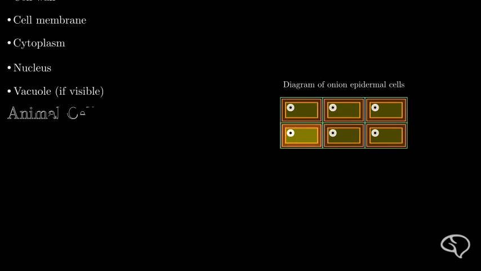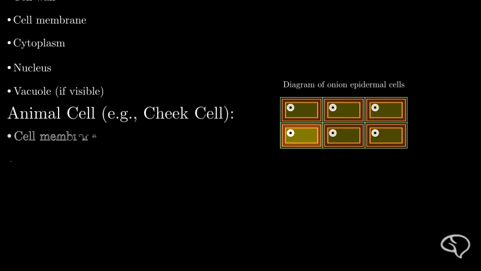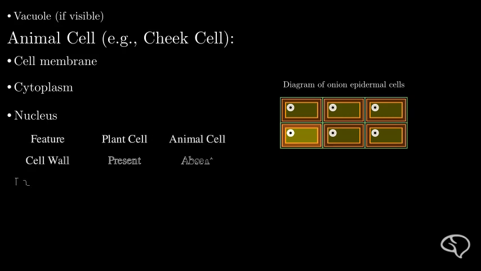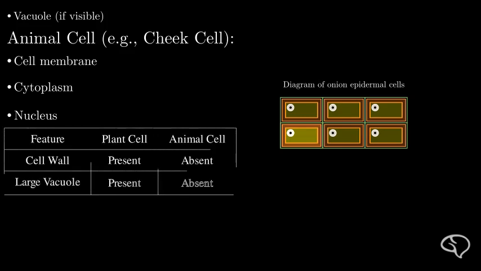Now, for an animal cell, like a cheek cell, the list is shorter. You would label the cell membrane, cytoplasm, and nucleus. Animal cells lack a cell wall and a large central vacuole. This difference in structure is a key distinction between plant and animal cells. Plant cells have a rigid cell wall for support, while animal cells are more flexible and enclosed only by a cell membrane.